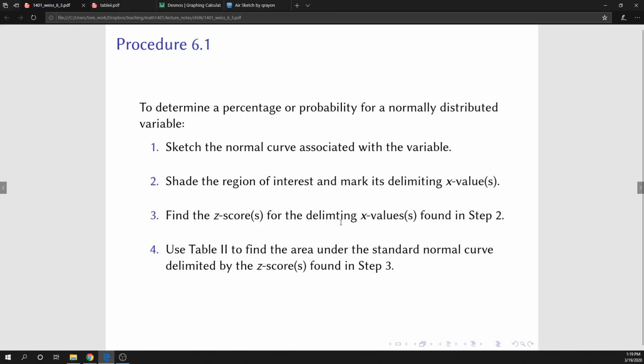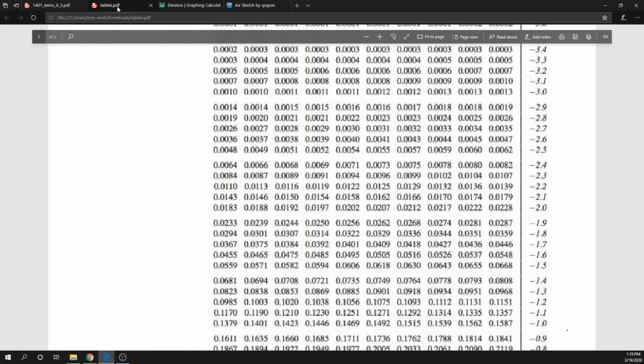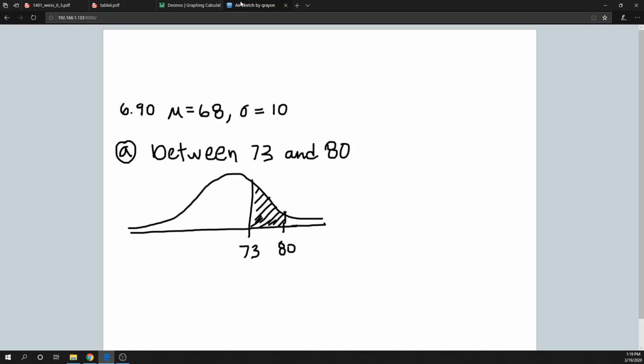Step 3: find the z-scores for the delimiting values of x found in step 2. So we would find the z-scores for 73 and 80. Remember, z equals x minus mu over sigma. Mu is given to be 68, so it's x minus 68 over sigma, which is 10. That's our formula, and then we take 73 and plug it in, and take 80 and plug it in.